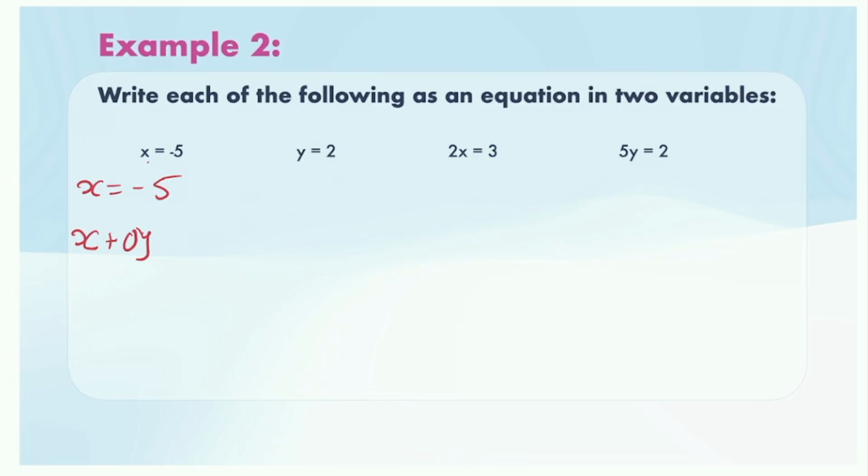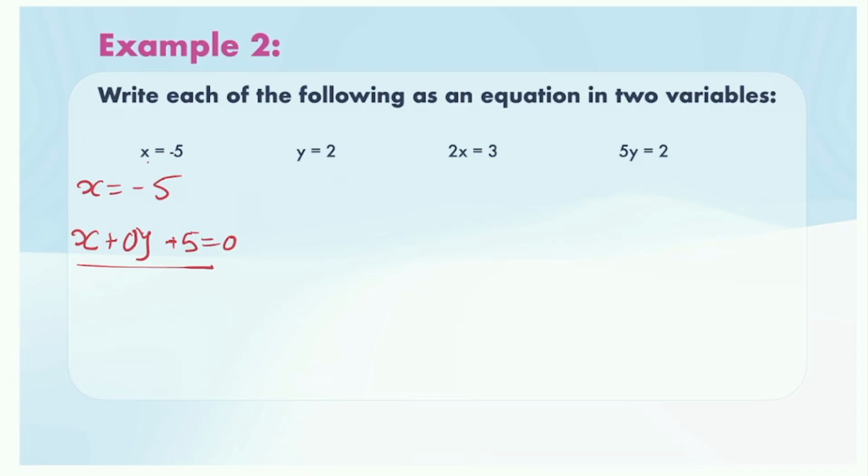By adding 0y in the equation, it does not change our equation, right? There is no change by adding 0y. So I can just add another variable with coefficient of y, so it will be x plus 0y. I have minus 5 here, so let me put the minus 5 to the other side. That will be plus 5 equal to 0. Very easy, right? Let me write the second one.